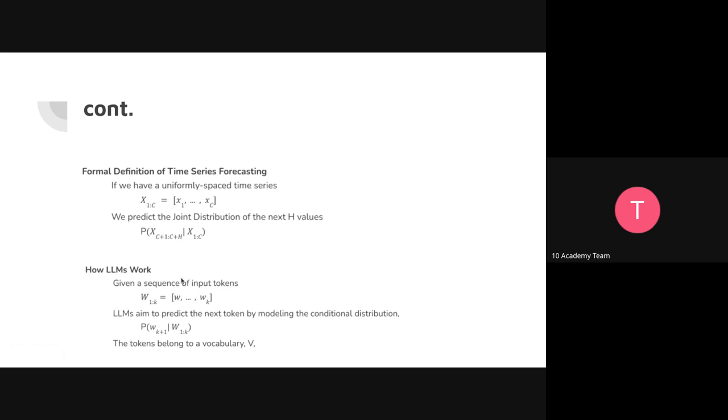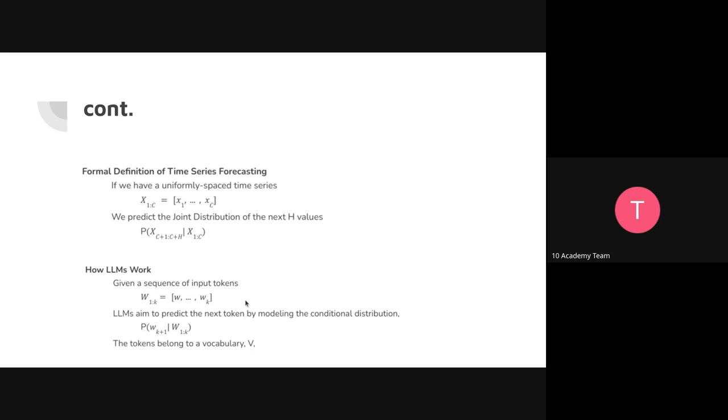LLMs work in a similar way. You have a sequence of input tokens, let's say w1 to wk. The LLM's aim is to predict the next token by modeling the conditional distribution P of w_{k+1}. Of course, it can also be a sequence of new future tokens, from k+1 to k+h, given the previous sequence from 1 to k. From this formalism, they look similar, so it's the same thing.